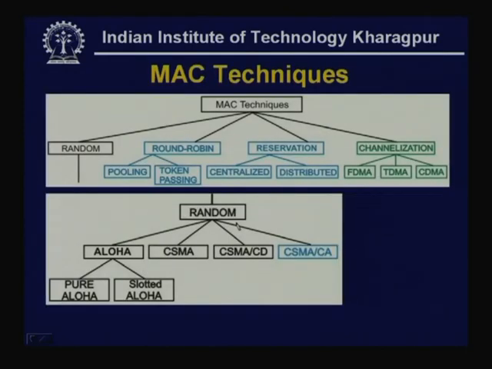Here is the overview of the total picture. In the last class we discussed the random access protocols like Aloha, CSMA, CSMA CD, pure Aloha and slotted Aloha. As we know, these are all contention based, where collision is allowed to take place, particularly when the traffic increases. In this lecture we shall consider CSMA CA, then round robin and reservation based protocols, as I have mentioned.